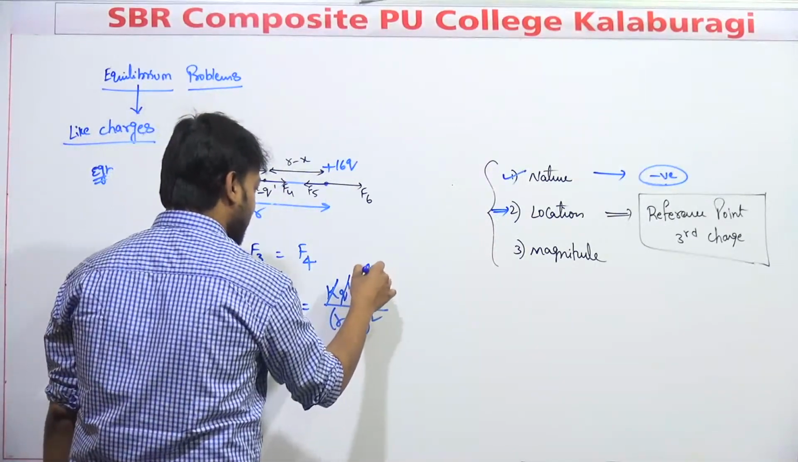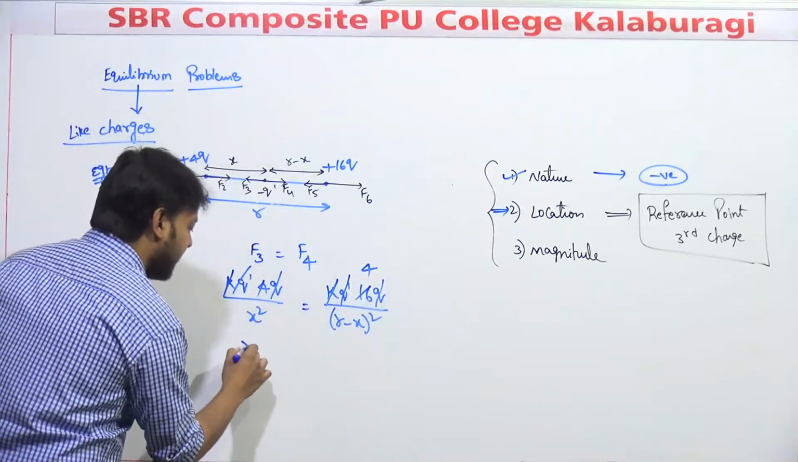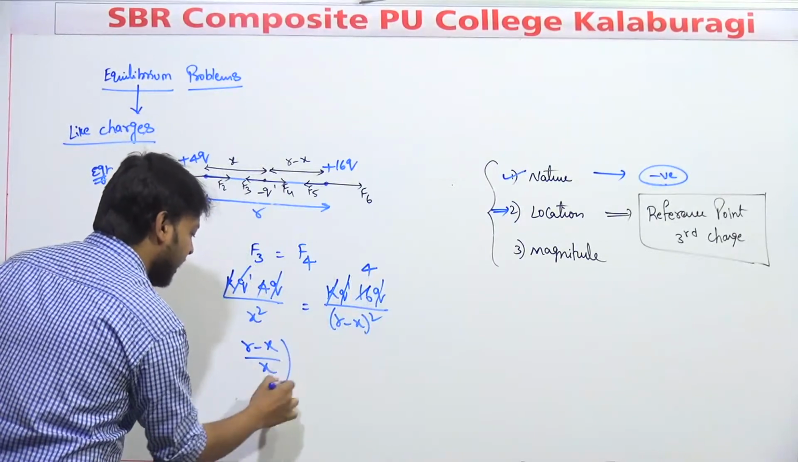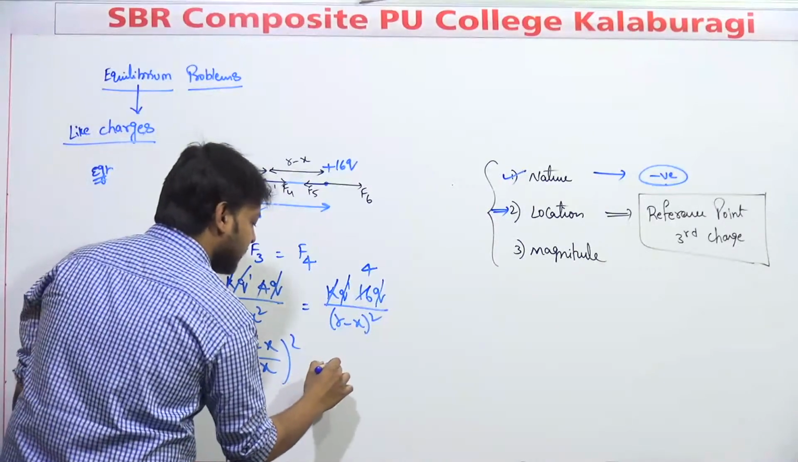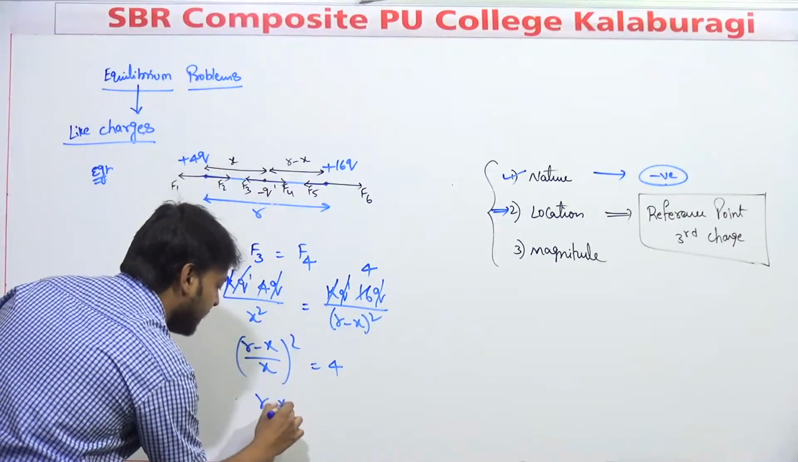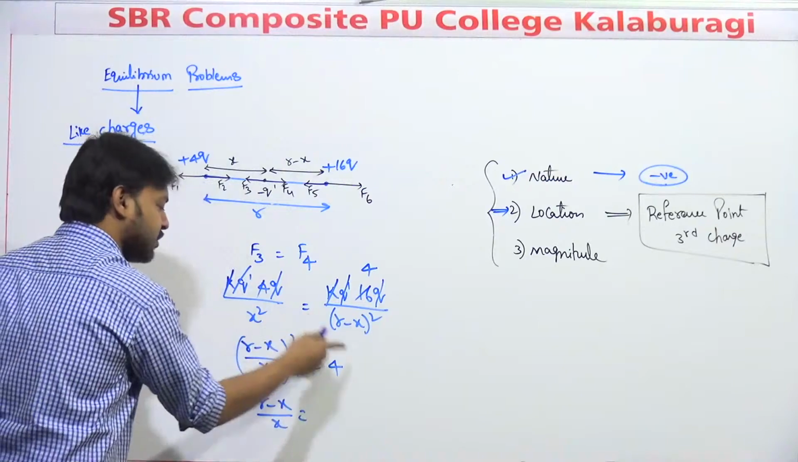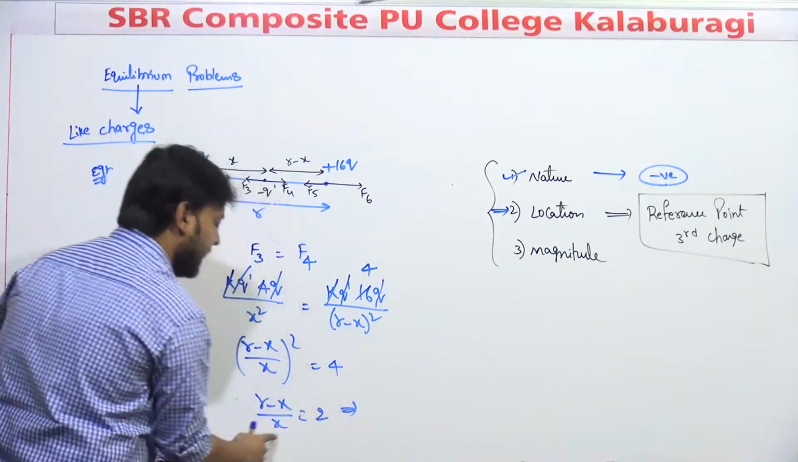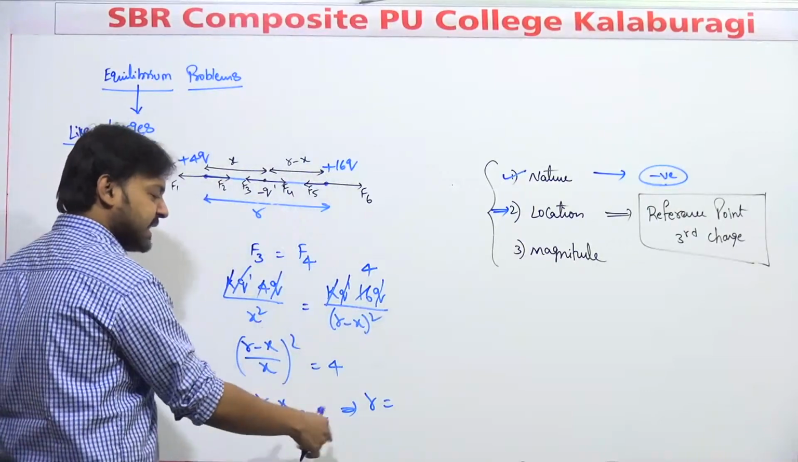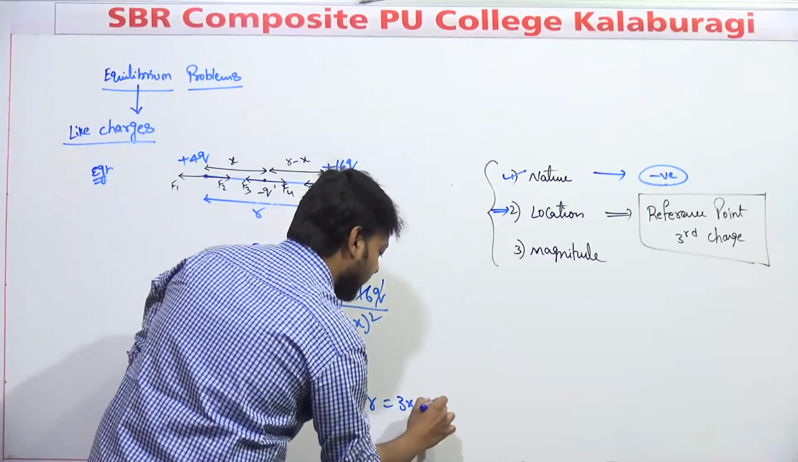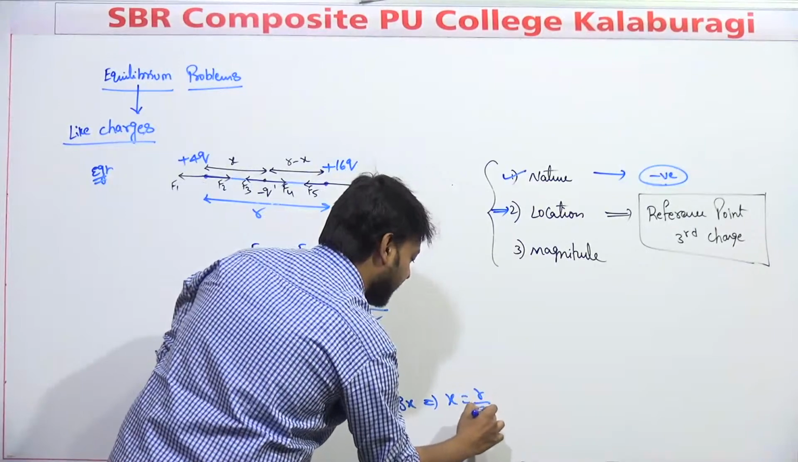And for force, now finally what I can write? R minus x by x whole square, this one came to this side, whole square, which is equals to 4. So I can write R minus x by x equals 2. So R equals 2x plus x, which is 3x. So x equals R by 3.